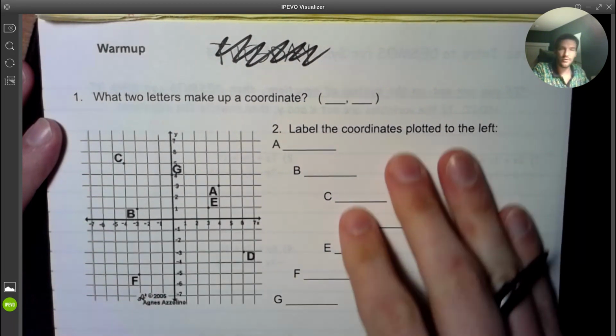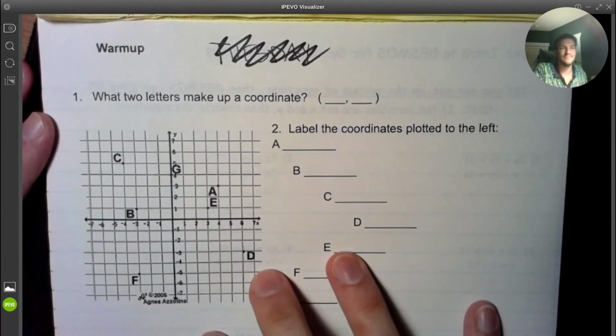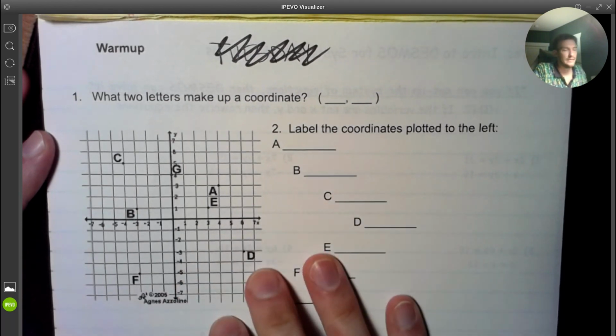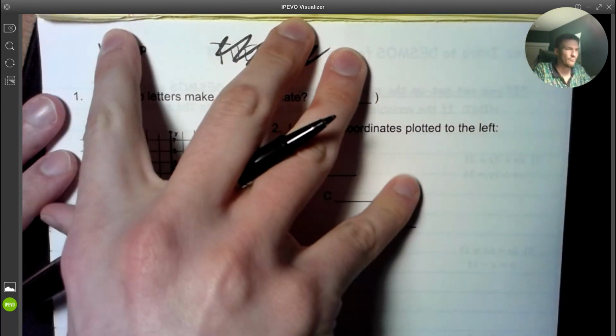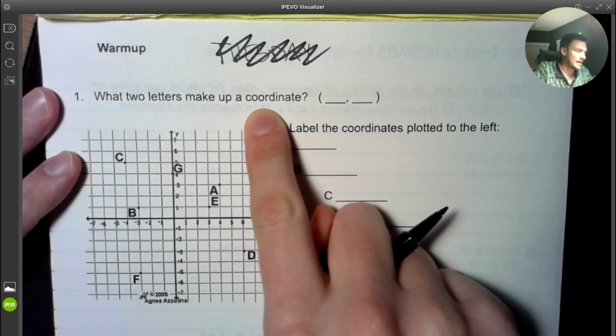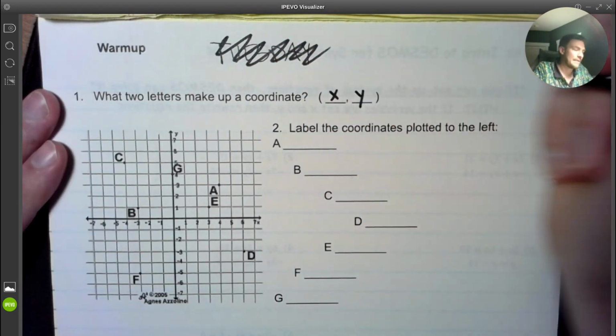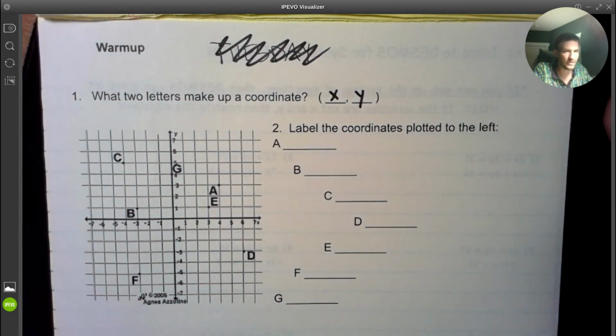All right, we're going to go through the warm-up, front and back of this worksheet. It's going to take us no time at all. Today's a pretty quick day before we get onto the Canvas assignment for our classwork. A really good day to make sure all of your dream boxes are done. So here we go. What two letters make up a coordinate? X and then Y. I really hope that this is feeling pretty easy.